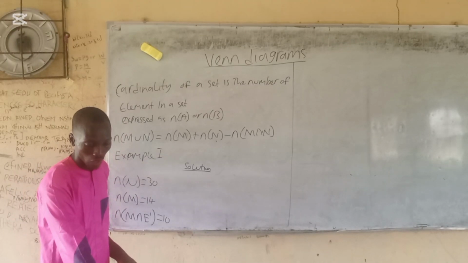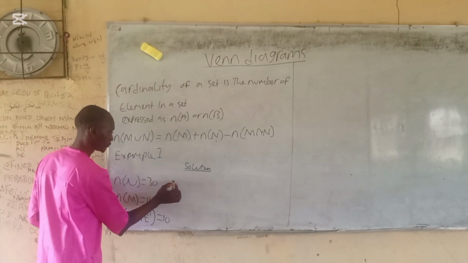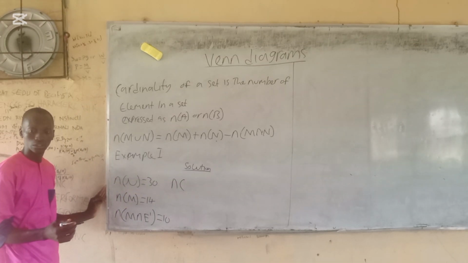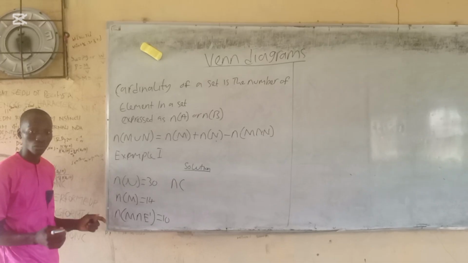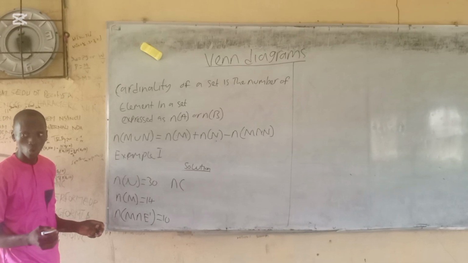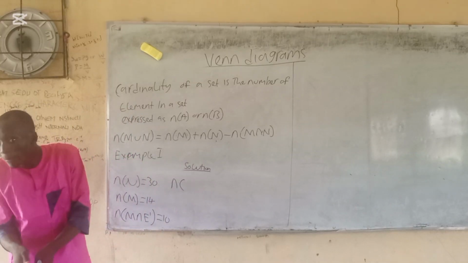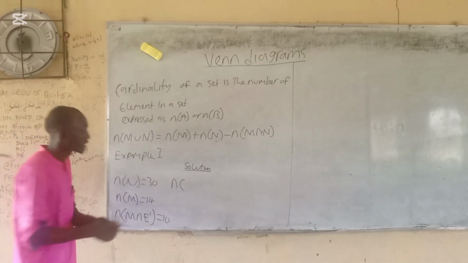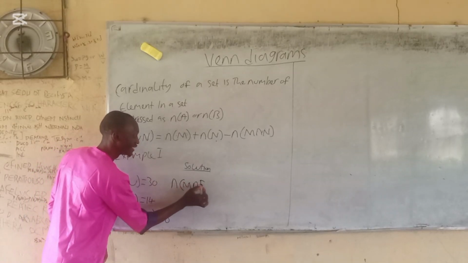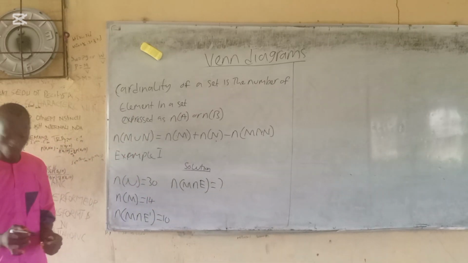What is the number of students who are taking mathematics and economics? Number of students who are taking mathematics and economics. What does that tell us? Is it union? Are you sure? How many students are taking mathematics and economics? What does it tell us? Intersection. M intersect E.